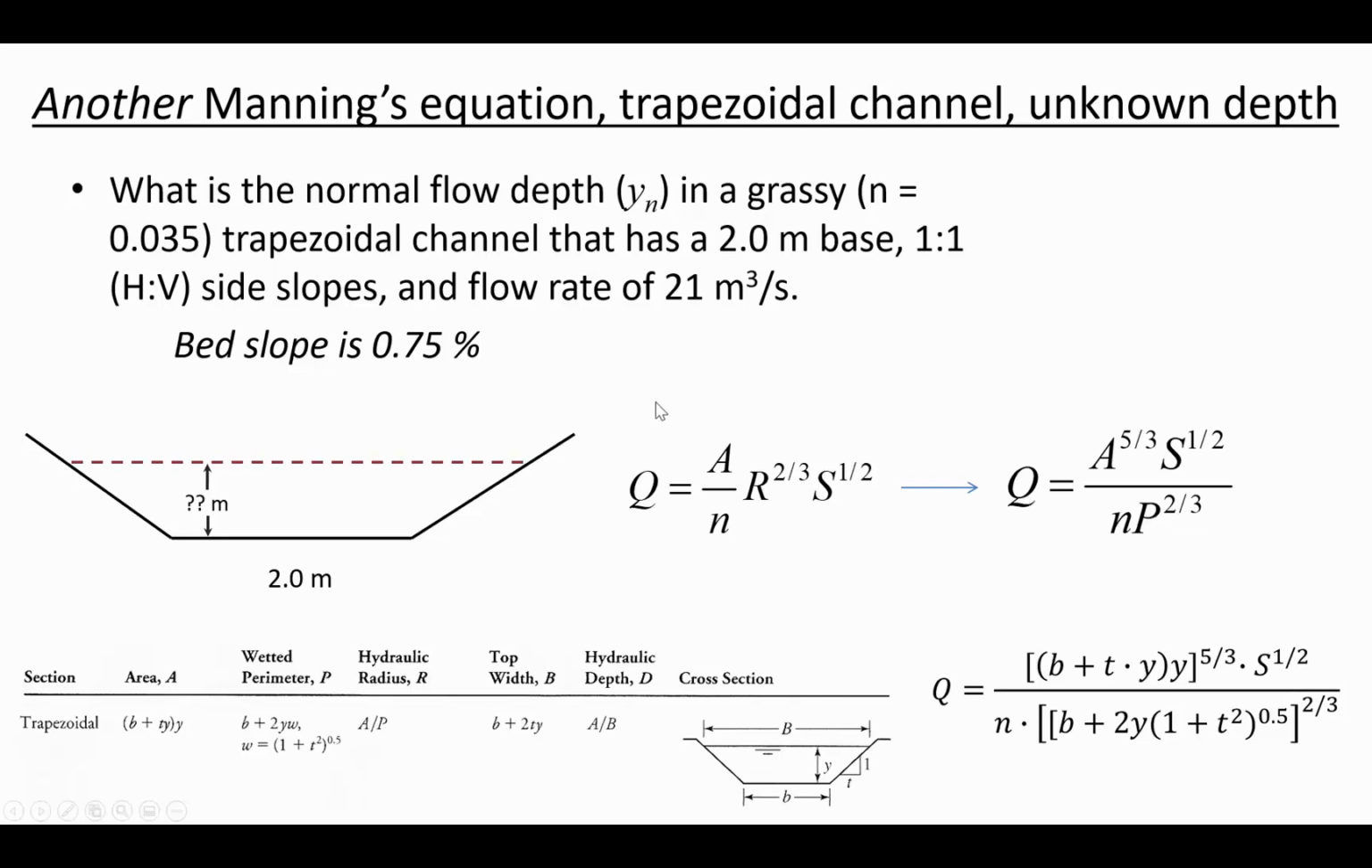And so we rearrange Manning's equation: area to the 5/3, slope to the 1/2, divided by n times wetted perimeter to the 2/3. And here are the geometric formulas for a trapezoidal channel. Here the flow rate is 21 cubic meters per second, and I'm saying that we have a 1-to-1 side slope. And so the parameter T, the horizontal component of our side slope, is just 1.